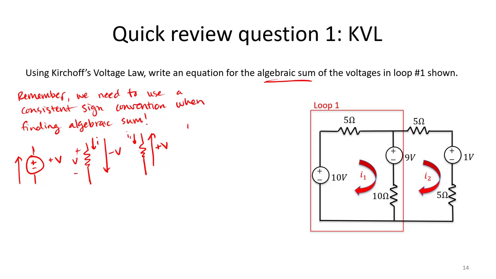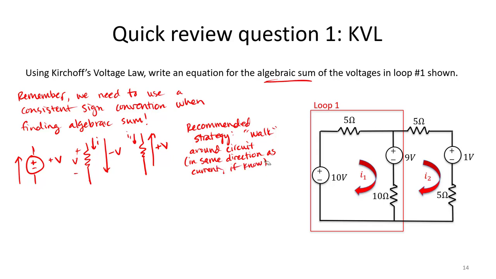So my recommended strategy here is to walk along the circuit. I like calling it walk around the loop or around the circuit of interest. And if you know the direction of current, it's generally preferable to walk in the same direction as the current if you know that direction. Otherwise, just take a guess. If you don't know the direction of the current, that's okay. Just assume a direction and stay consistent.